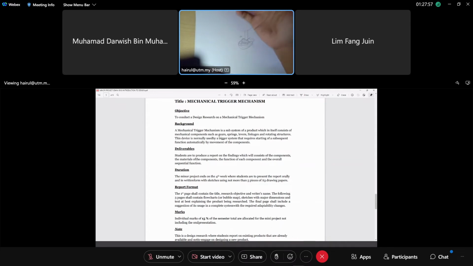Tapi saya dah boring lah. Frankly, I'm bored with the mechanical pencil. Too much from before, students, if they go for trigger mechanism, mechanical pencil, they trigger the lash, and go for something else, something new, okay?